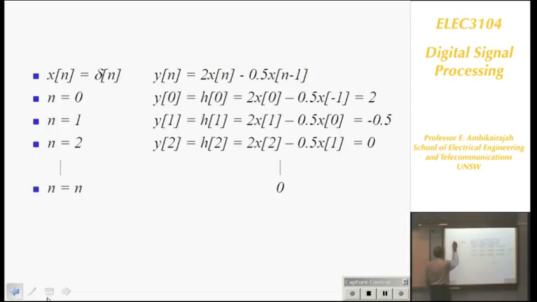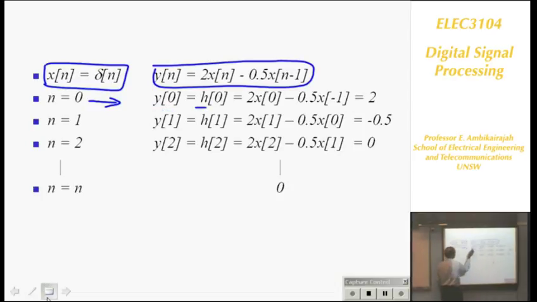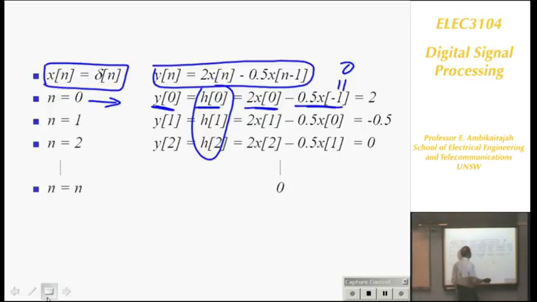Our input is delta n. Now let me say n equals 0, y0, x0, which is impulse response 0. You can simply hold that column. y0 equals 2x0 minus 0.1 x minus 1, which is 0. Initially relaxed system, or impulse x minus 1 is 0. So it's 2. Then next time you do n equal to 1, work it out, you get minus 0.5.